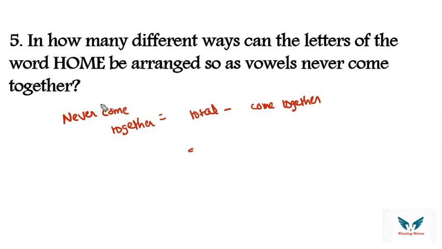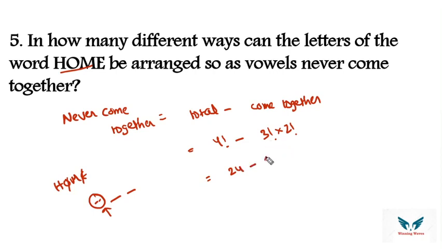Okay. We already know the total. So 4 different letters. Okay. 4 factorial ways. Vowels come together. So total there are 2 vowels. Consider them as a single unit. Remaining 2 are consonants. So we can arrange in 3 factorial ways. And as there are 2 vowels, they can be arranged in 2 factorial ways. So we know that 4 factorial is 24. Then 3 factorial is 6 and 2 factorial is 2. So 24 minus 12, it will be 12.